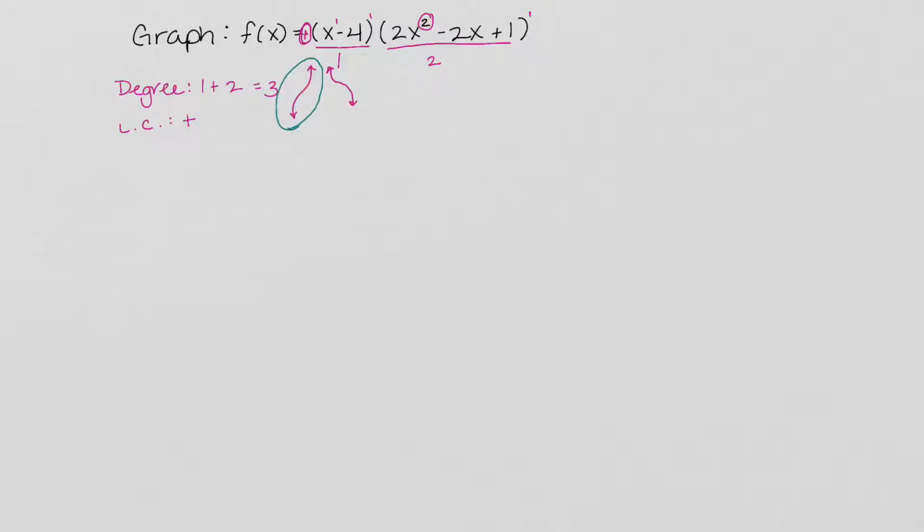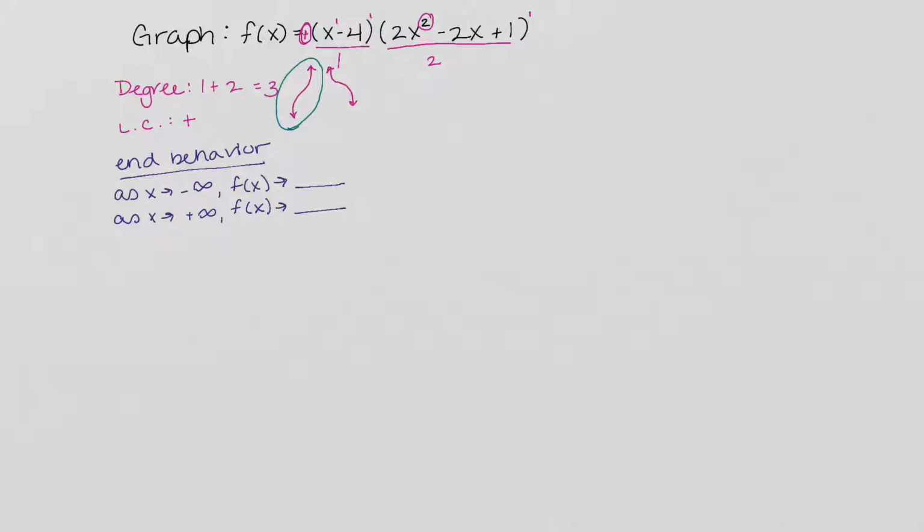Now that we have our degree and our leading coefficient, let's just take a little moment to review end behavior, because it's always good to review end behavior. And remember that end behavior always starts the same way. We say, as x approaches negative infinity, f of x approaches something. And as x approaches positive infinity, f of x approaches something. And we just fill in those blanks.